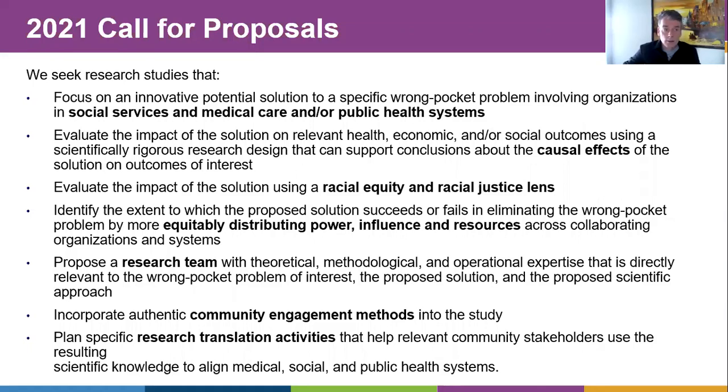The fourth point on here is also very important. We're looking for proposals for research studies that can really evaluate the extent to which the proposed solution succeeds or fails in eliminating the wrong pocket problem by more equitably distributing power, influence, and resources across those collaborating organizations and systems. And so that's a key point here. In terms of the research design, we want studies designed to really evaluate the extent to which the solution actually works in reducing or eliminating the wrong pocket problem. It's fundamentally a problem of inequitable distribution of power and resources across collaborating organizations.